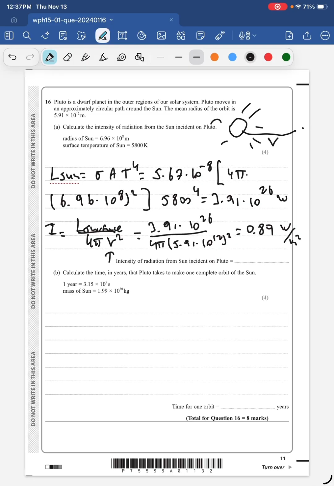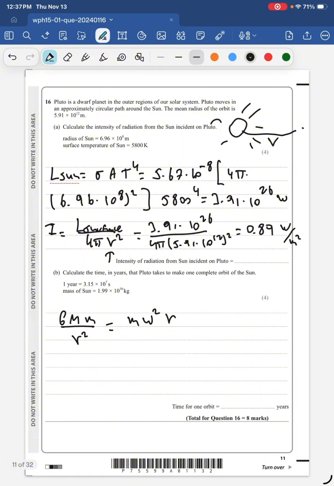B, calculate the time in years that Pluto takes to make one complete orbit of the Sun. And they give us how much 1 year is in seconds and the mass of the Sun. Okay, how are we gonna think about this? So we need to think in terms of the centripetal force exerted on Pluto from the Sun, which is GMm over r squared, which is the gravitational law, like the gravitational force plays the role of the centripetal force, and this should be equal to m omega squared times r, where m is the mass of Pluto, okay?